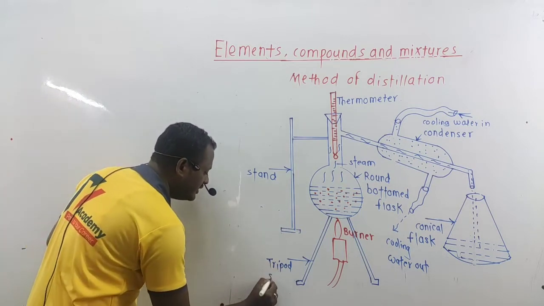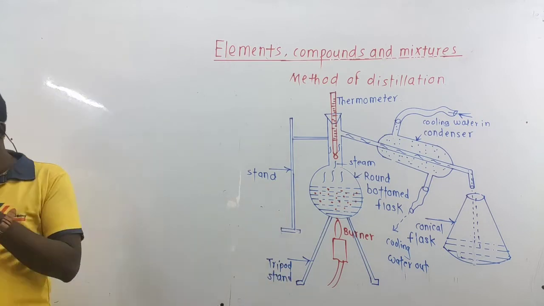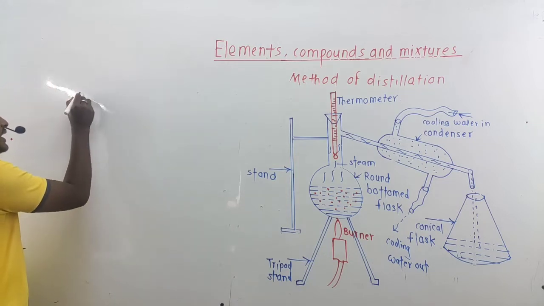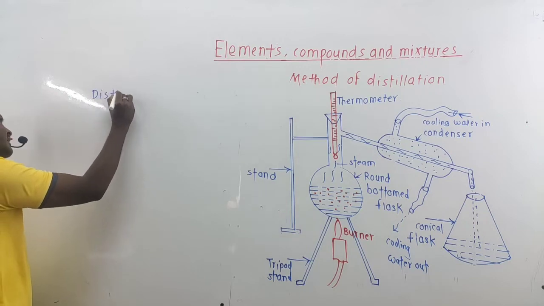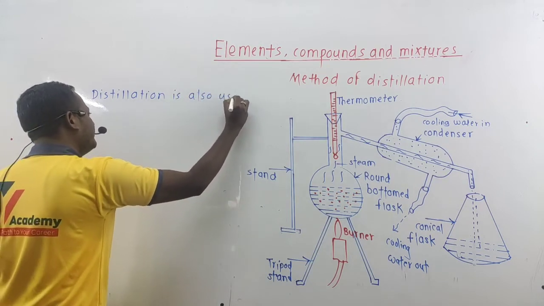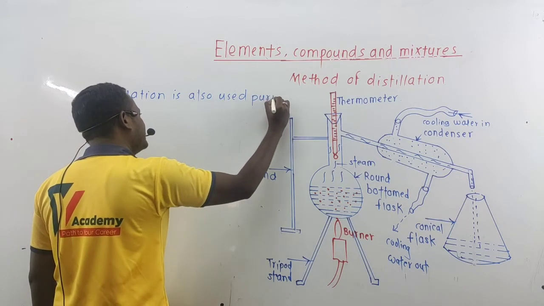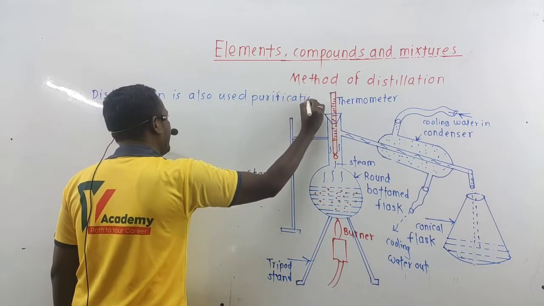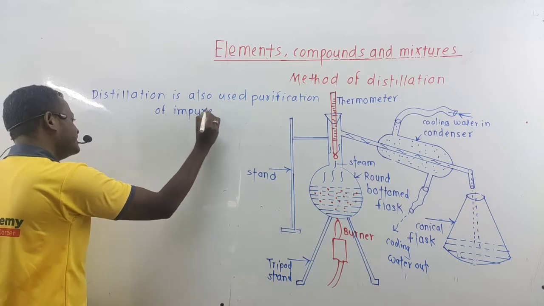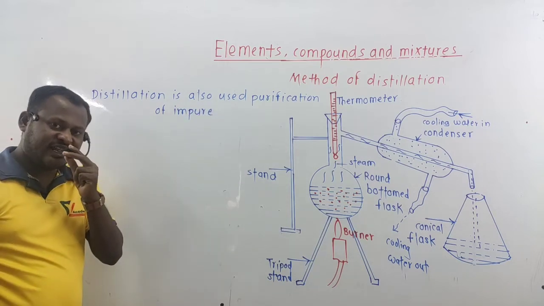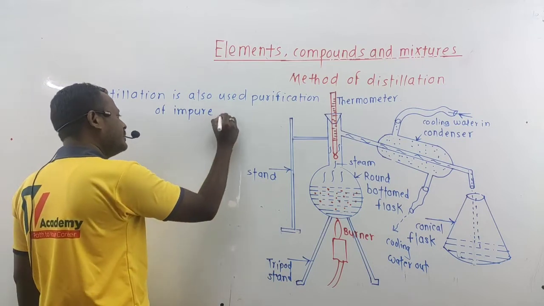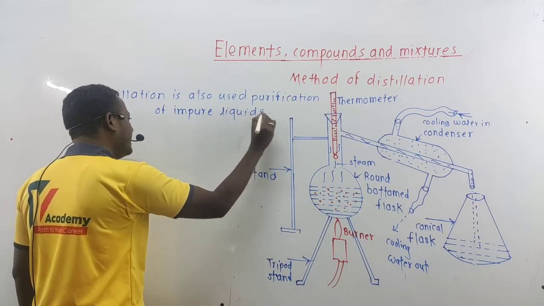This is a tripod stand. Okay. त्या ठिकाणी पहा, distillation is also used for purification of impure liquids. जे impure liquids असतात, ज्यांच्यामध्ये impurities असतात, त्यांना पण म्हणजे ते लिक्विड पण सेपरेट करण्यासाठी, त्यापासून पण प्युअर वॉटर मिळवण्यासाठी डिस्टिलेशन प्रोसेसचा वापर आपण करतो. ठीक आहे.